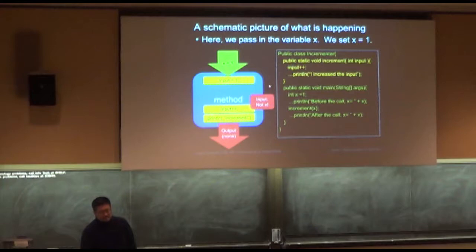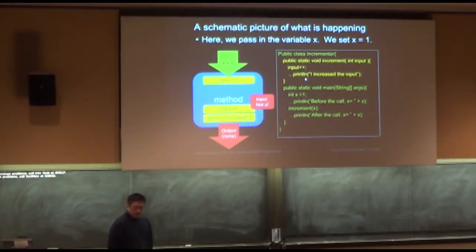And then here it is manipulated inside the method. You increase it by 1, you print out increased, and then you output nothing. So the void is output. The output variable type is void. And when we print out the result, x is still equal to 1 because we copied x. We didn't actually change x.